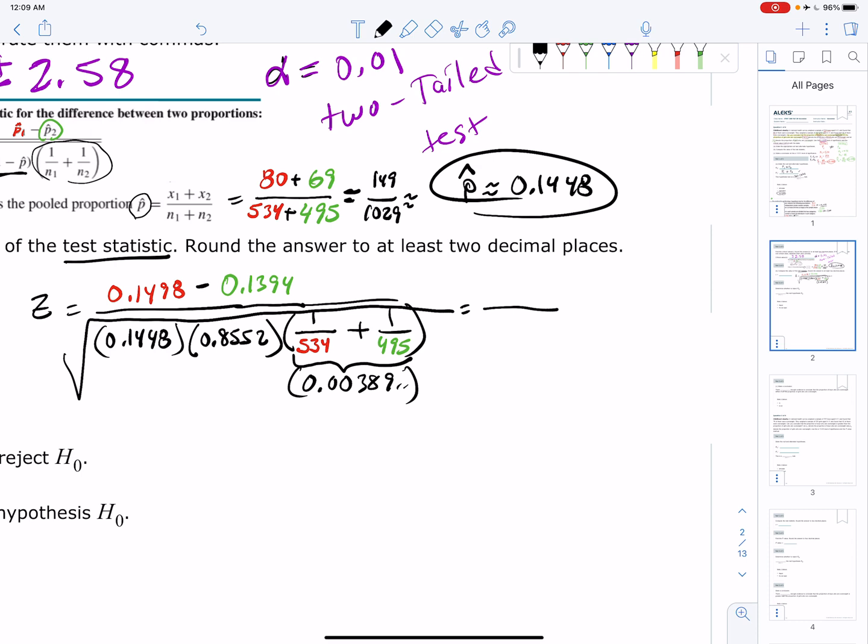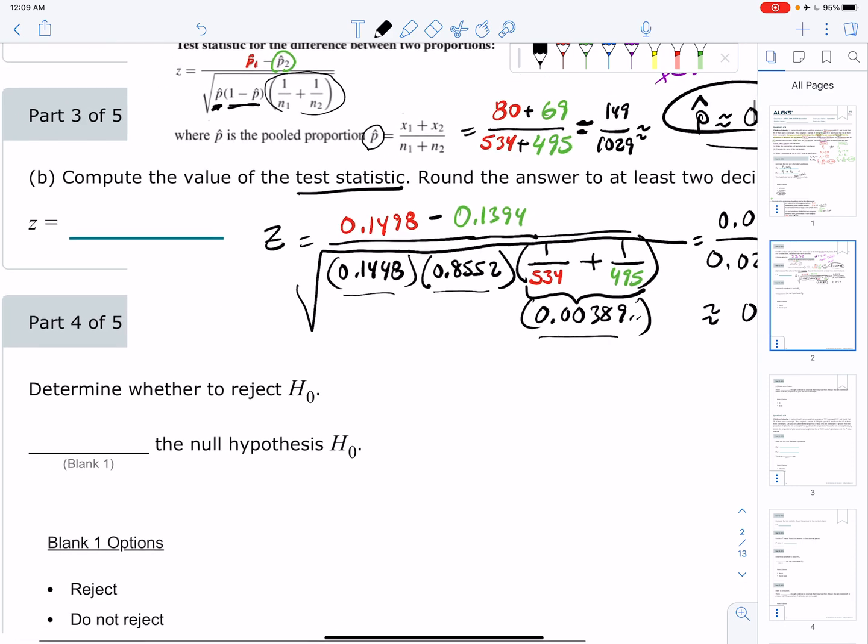Up top, when I subtract those two, I get 0.0104. Down below, I'm going to multiply these three factors together, and then take the square root. And when you do that, you get 0.0219478977, and that's going forever. Divide it on your calculator, and we're getting approximately 0.47. So 0.47 is our test statistic.